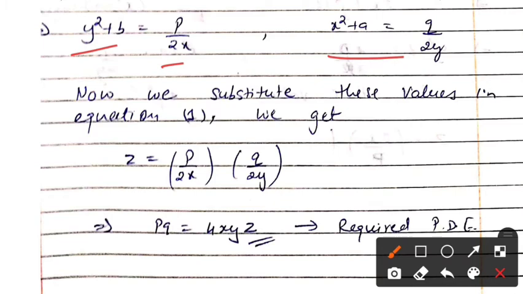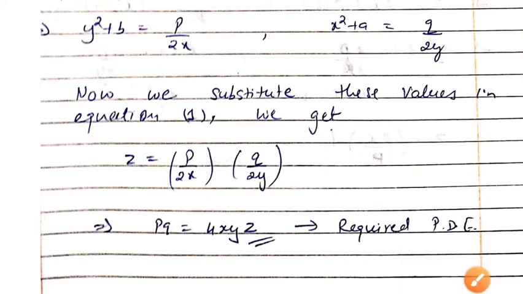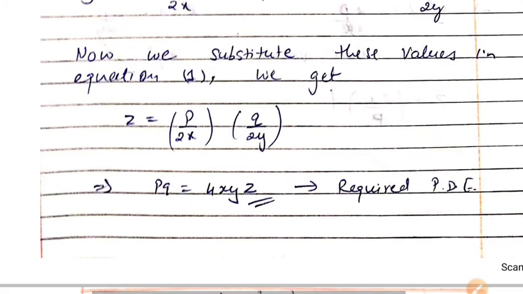So in place of y square plus b, I will put p by 2x, and in place of x square plus a, I will put q by 2y. Now this can be written as p into q upon 4xy. So z equal to pq upon 4xy. Again this can be written as pq equal to 4xyz, which is our required partial differential equation.